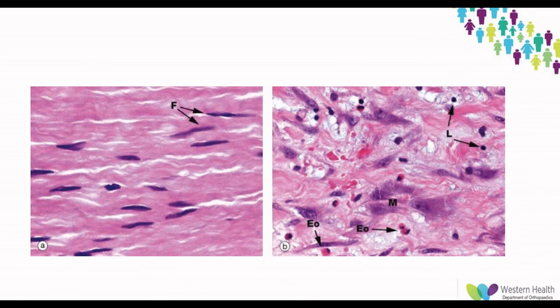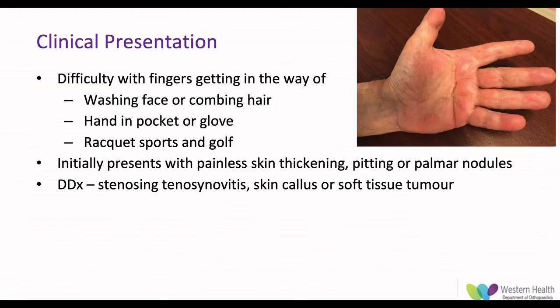In figure B, we can see active fibroblasts, called myofibroblasts, in repair of damaged tissue with early fibrosis and scarring. The nuclei are large with prominent nucleoli, and the cytoplasm is extensive and basophilic. A few eosinophils, labelled EO, and lymphocytes, labelled L, are present.